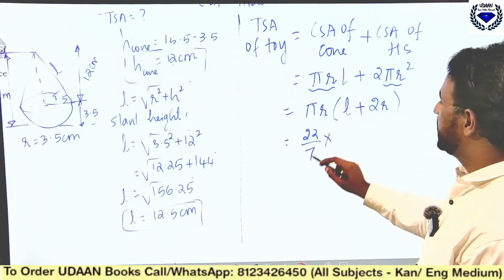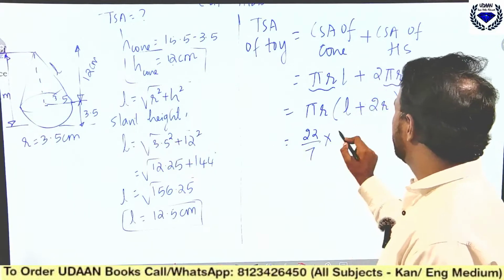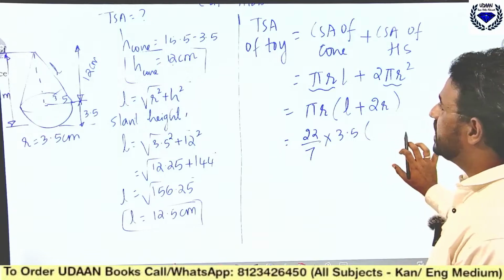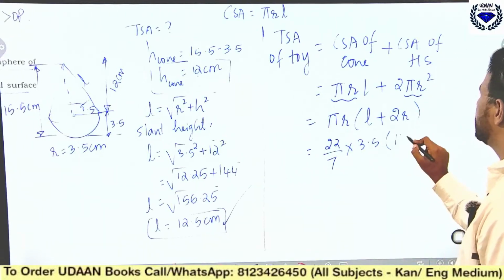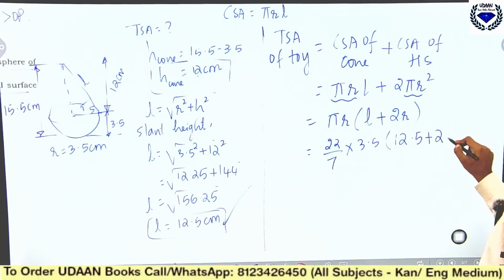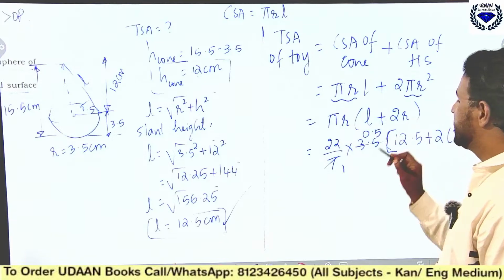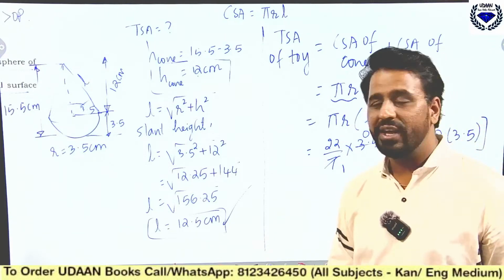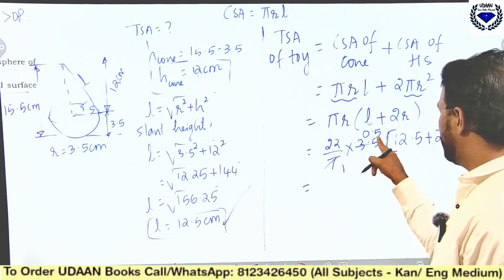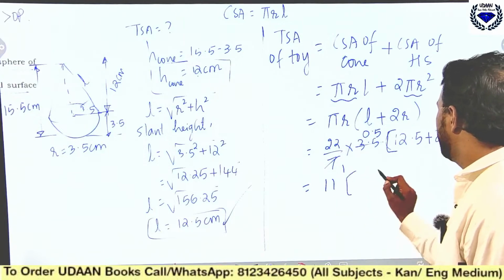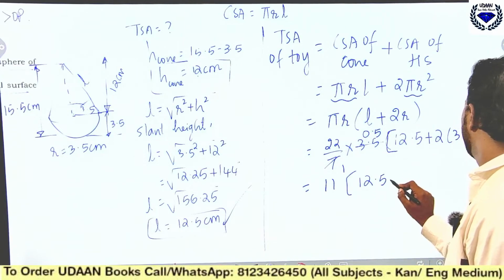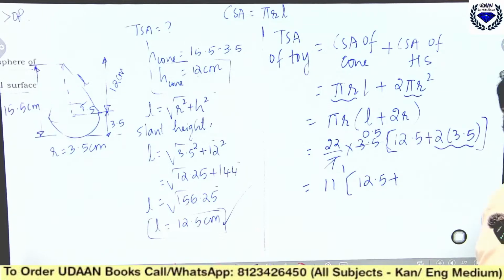R is how much? You just see 3.5. L is how much? Slant height, just now we have found it is 12.5. Then 2 into 3.5. Now 7 ones are 7, 5s are, that means 0.5 you will get here. Then 22 into 0.5 will give you 11. It is 12.5 plus double of 2 into 3.5.